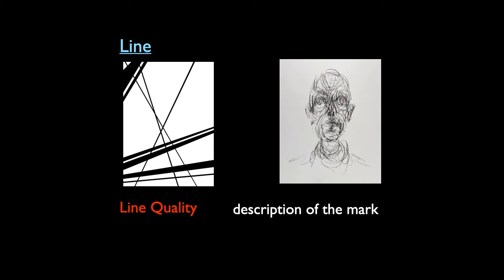On the right is a drawing by Alberto Giacometti. How would you describe the line quality in his work? How does his use of line affect the meaning of this drawing?